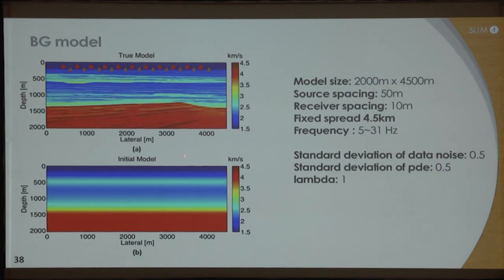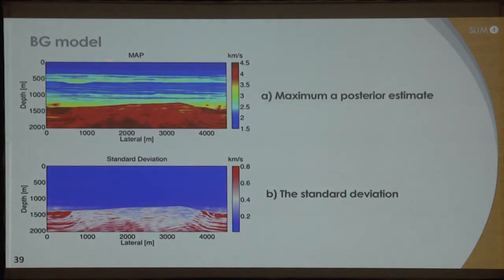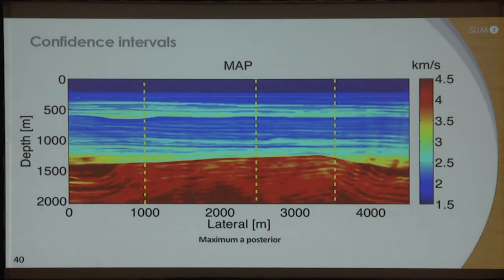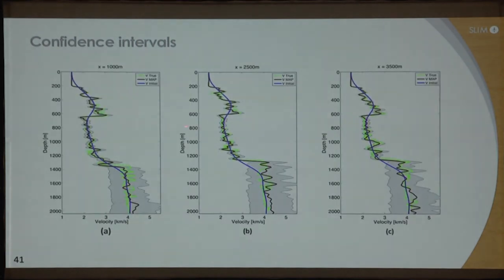And we tested on the BP compass model, which is a little bit more complex model, with a frequency from 5 to 31 hertz. And we have 91 shots and 451 receivers along the surface. So I will go very quickly. This is the MAP we get, and this is the standard deviation we get. We can still find that at the boundary and at the deep part, it has bigger standard deviations and bigger uncertainties.